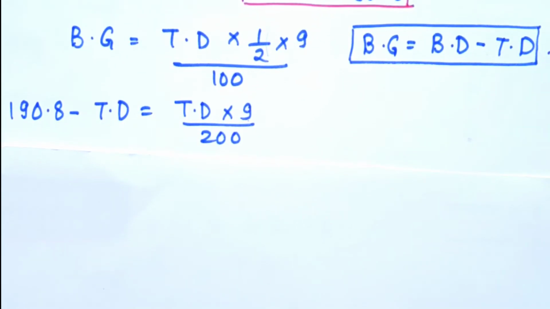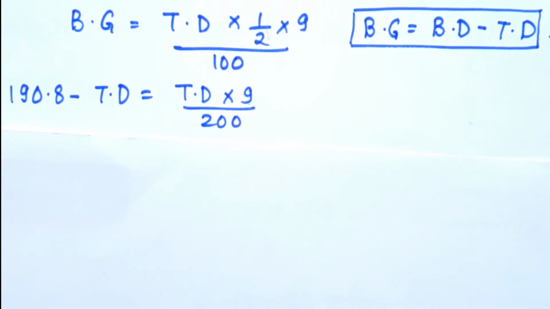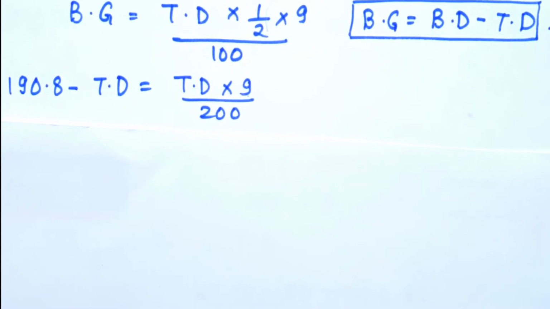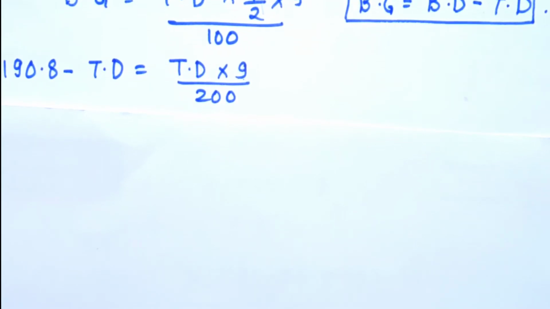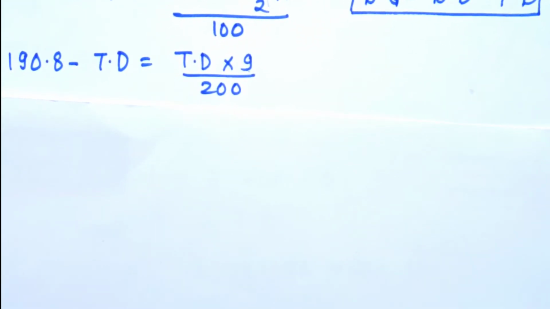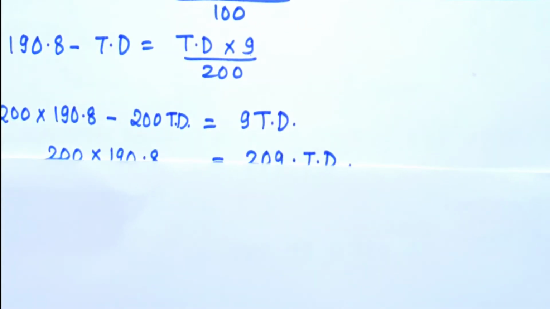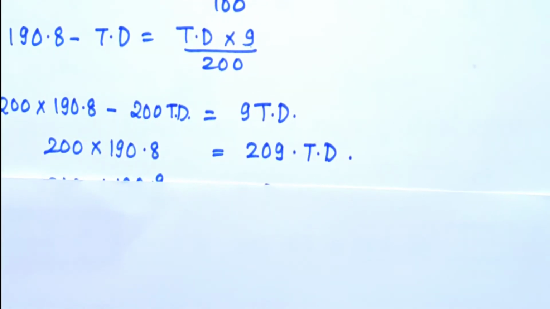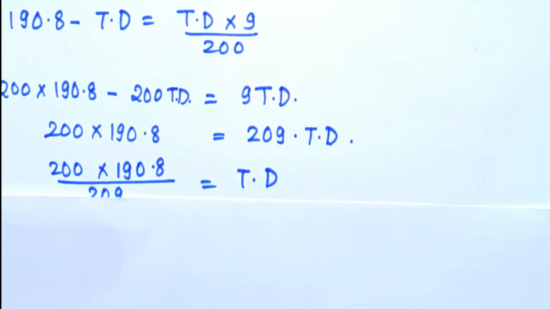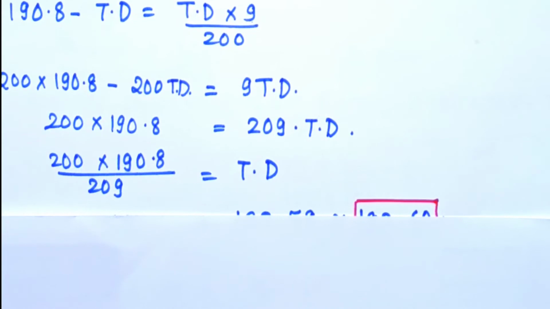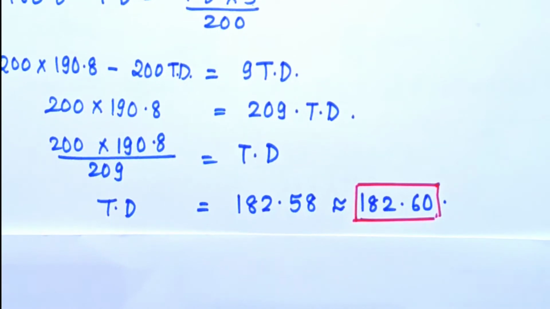190.8 minus true discount is equal to, on the right hand side, true discount into 9 upon 200. I've just rearranged the terms. You can calculate it, cross multiply, take common terms on one side, pause the video, solve it on your own, and then try to figure out whether my answer is correct or not. See, I've just cross multiplied, taken terms common, and found out the value of true discount.